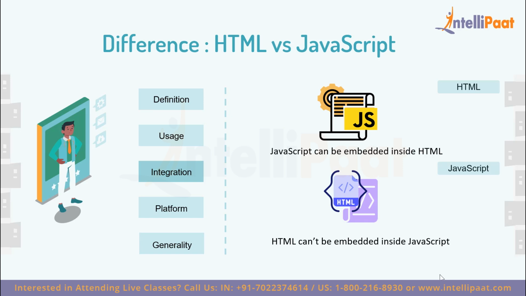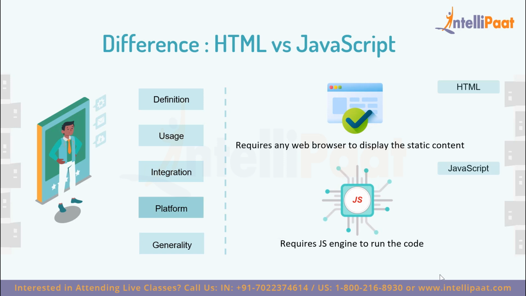Now the next difference is the platform. HTML requires any web browser to display the static content. So we can use any web browser to display the code that is written in HTML. But JavaScript requires a JavaScript engine to run the code. So we cannot run the JavaScript code on a web browser alone. We need a separate JS engine to execute the code. So that is the major difference.